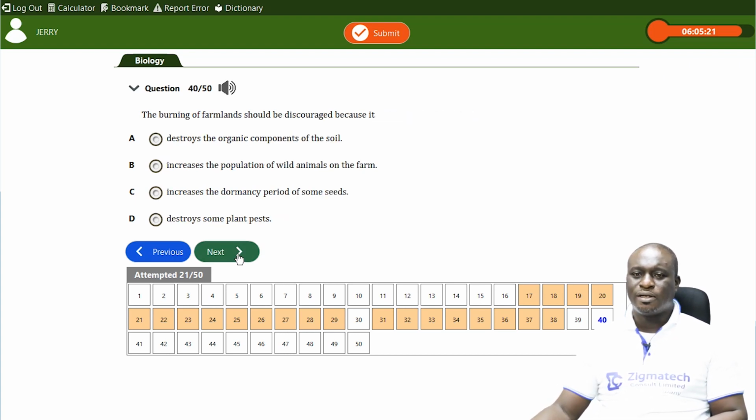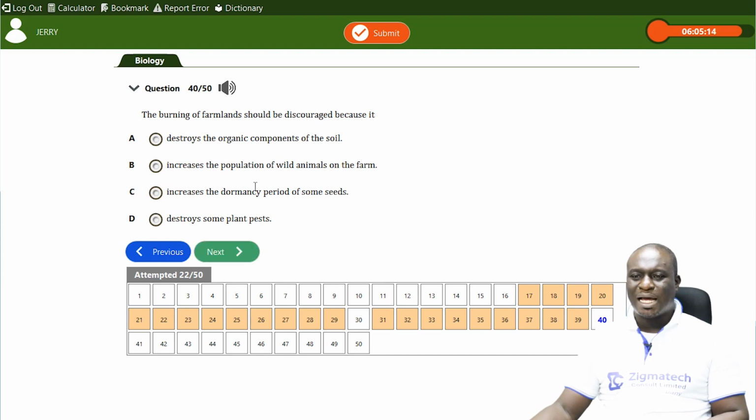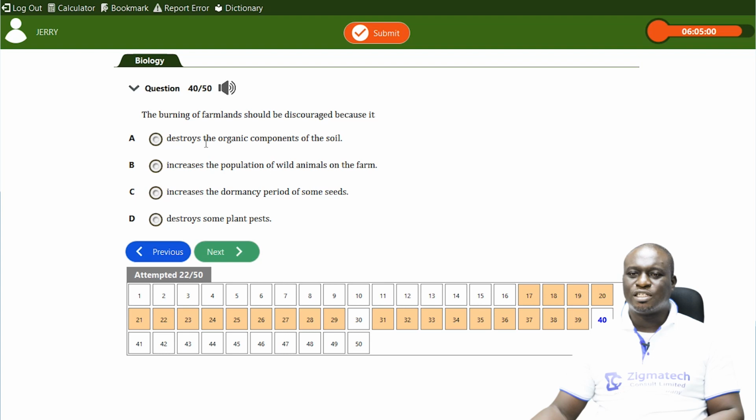Next question says, the burning of farmlands should be discouraged because, A, it destroys organic components of the soil. Now, bush burning, that's what burning of farmlands means. Bush burning is just setting a particular vegetation on fire. It has so much hazard. In fact, it is referred to as one of the environmental hazards based on the activities of man. It has so much effect in our ecosystem. Now, number one says it destroys the organic components of the soil, which is very true.